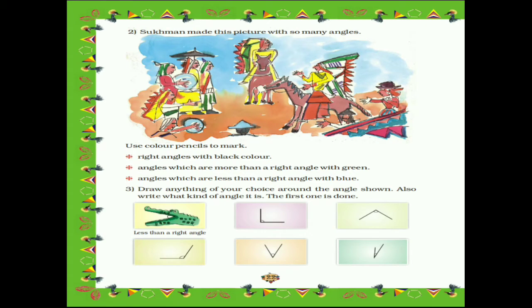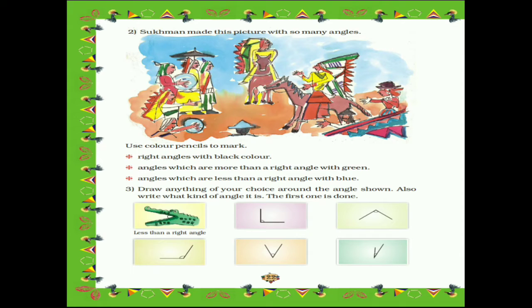We have already started chapter number 2, Shapes and Angles, of your class 5th mathematics. In that we have completed till page number 21, and today we are going to see what is given in the textbook further. So question number 2, let's read what is given. Sukhman made this picture with so many angles. So this is a picture made by Sukhman and it has many angles.